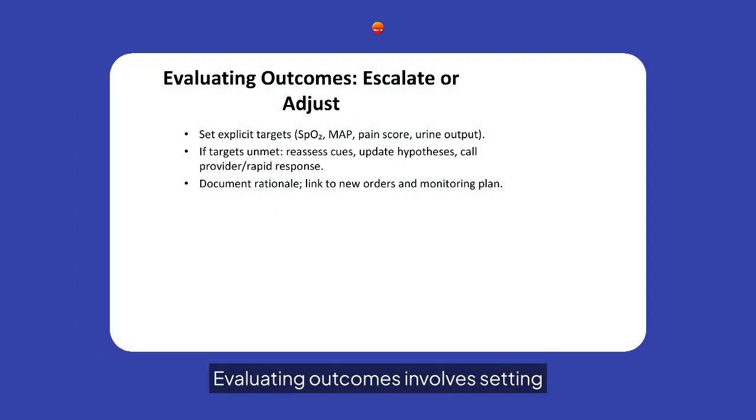Evaluating outcomes involves setting explicit targets like SpO2 and MAP. If targets are unmet, reassess cues and update hypotheses. Document rationale and link to new orders, ensuring a responsive and adaptive care plan for optimal patient outcomes.